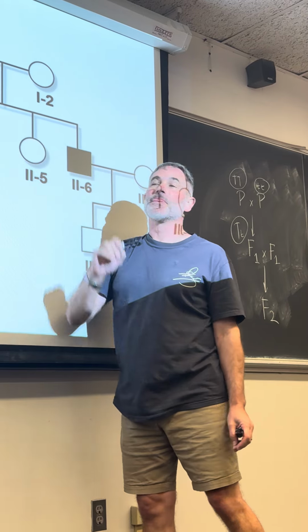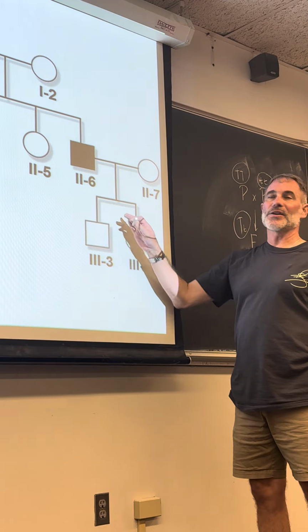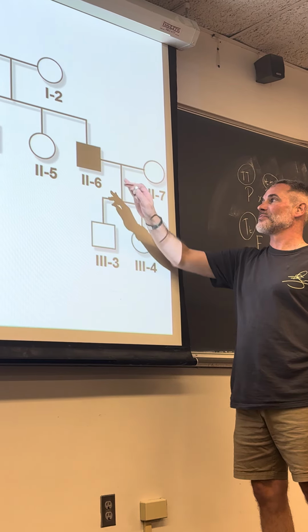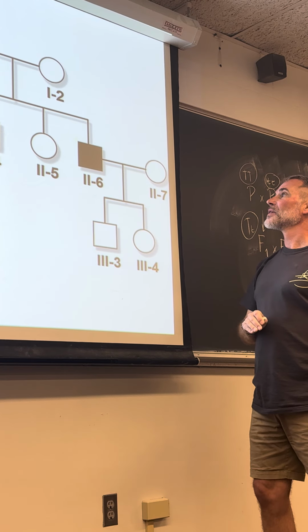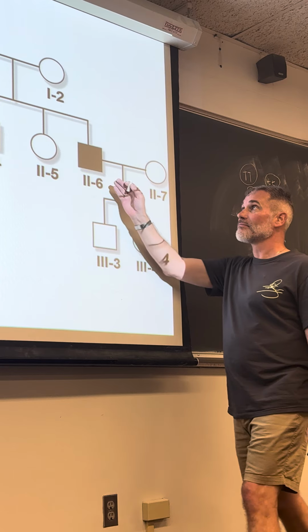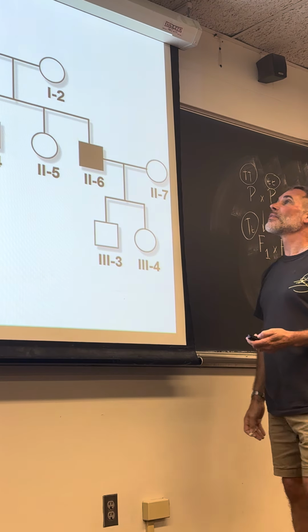Here, here. Okay, the fact that they don't have it down here doesn't make it not dominant. It just means this guy didn't happen to pass on his allele to his offspring. But it's still dominant because he had a parent that had it.